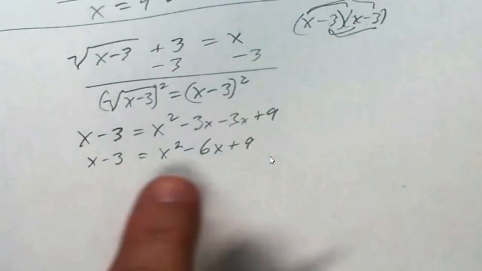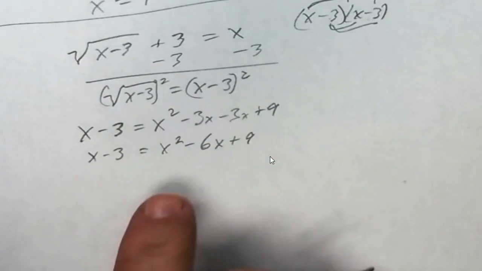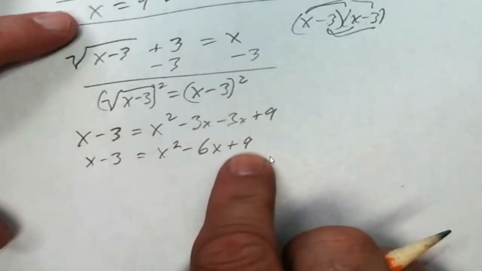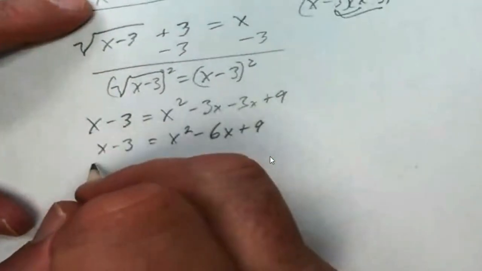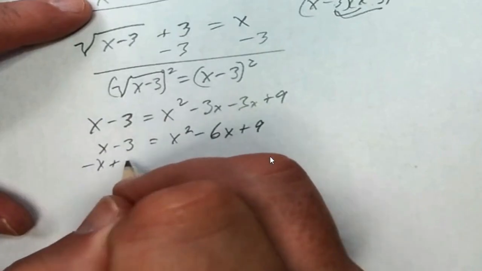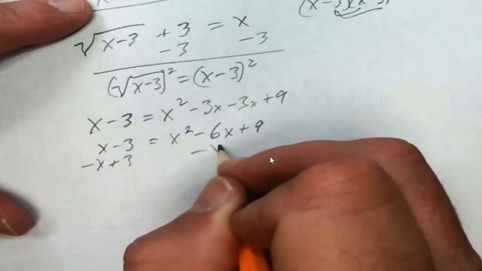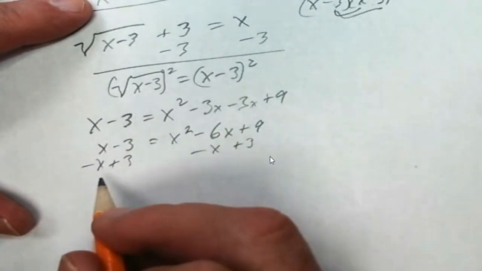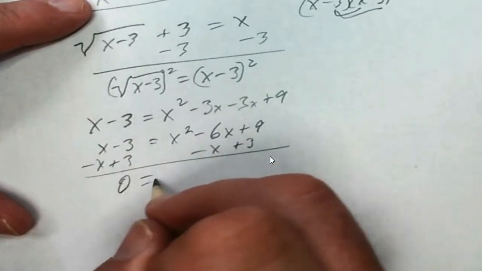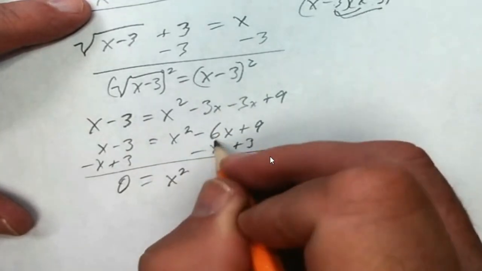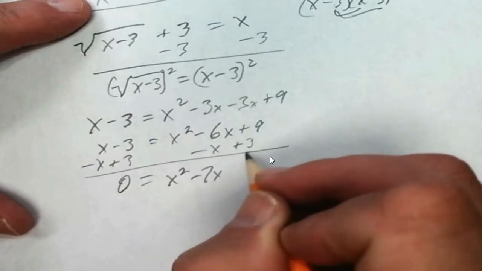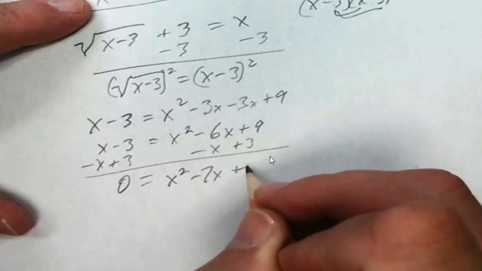Now we need to move this over there. Remember, when simplifying quadratics or solving them, you got to set them equal to 0. So everything needs to be on the same side. -x plus 3. 0 equals x squared minus 7x plus 12.